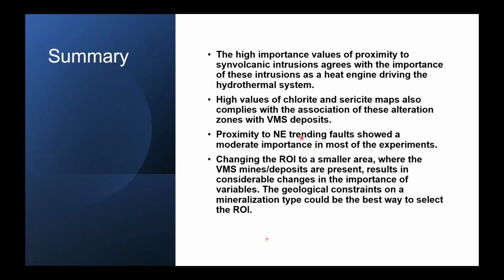Proximity to northeast trending faults shows moderate importance in most of the experiments. Changing the regional area to a smaller area where the VMS mines and deposits are present results in considerable changes in the importance of variables. The geological constraints on a mineralization type could be the best way to select the ROI.